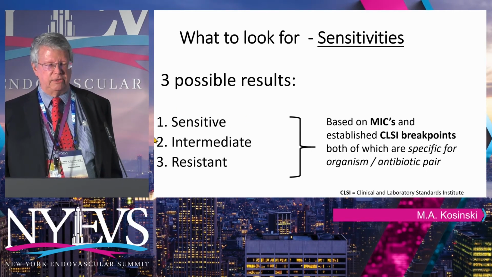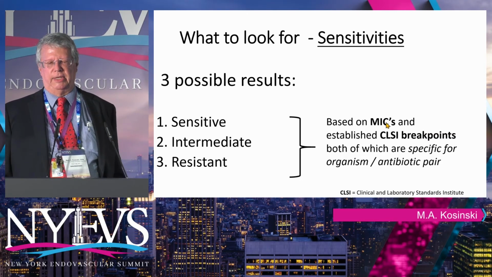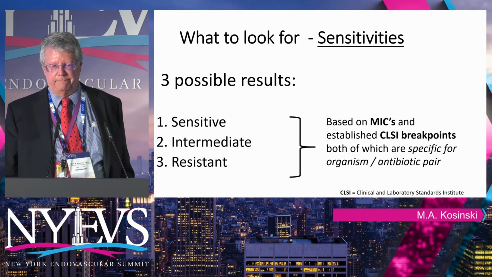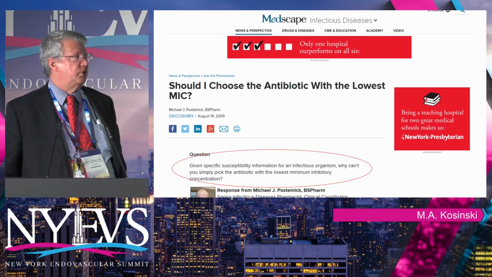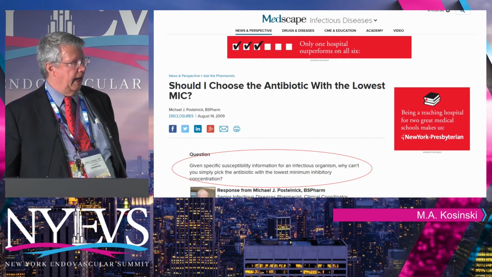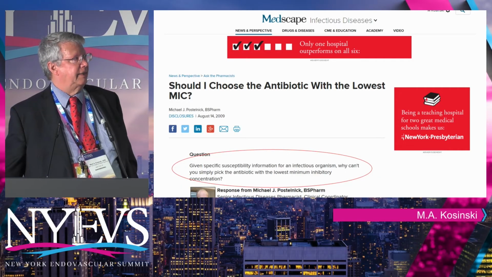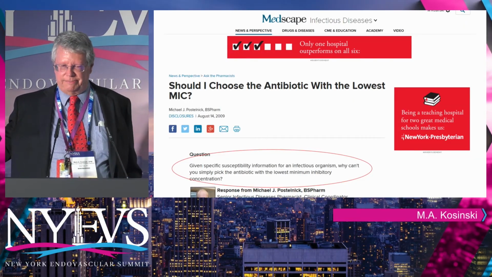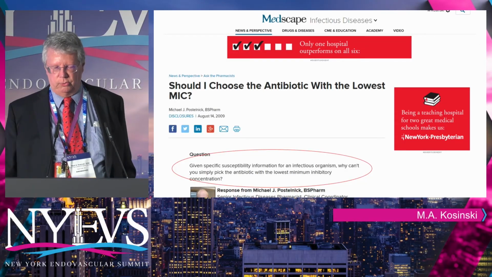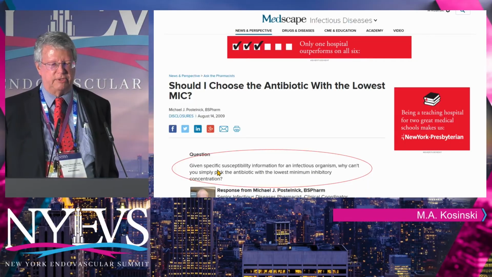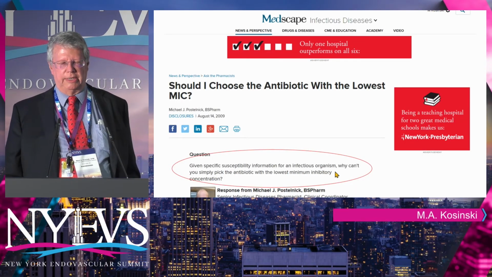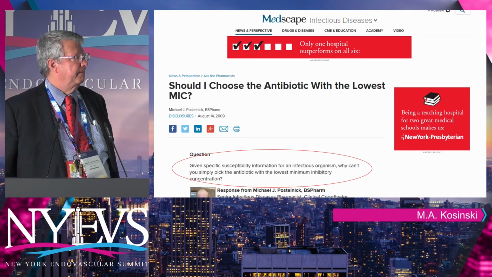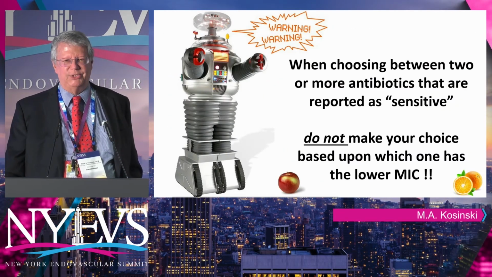This is important. These are based on MICs, minimal inhibitory concentrations, and established breakpoints, both of which are specific for an organism antibiotic pair. It would seem logical to assume that when there's more than one antibiotic that is listed as sensitive, you choose the antibiotic that has the lowest MIC. But that's not the case. It's so not the case that it was listed in Medscape Infectious Disease Edition not too long ago for the question of, given specific susceptibility information for an infectious organism, why can't you simply pick the antibiotic with the lowest minimal inhibitory concentration? That would really make sense. You have to take on faith that you can't do that.